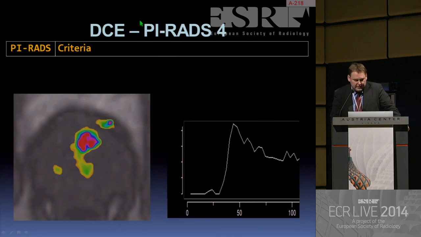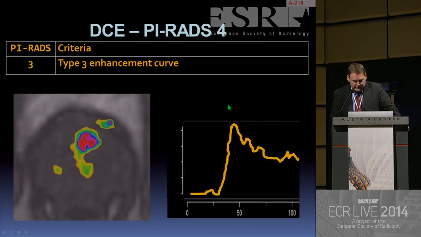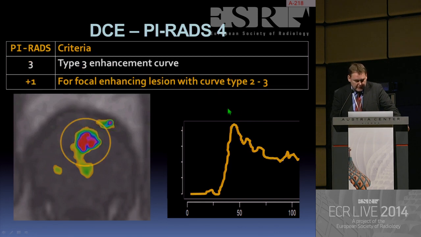Another example, it's PI-RADS 4. Why? Because it's curve number 3, but it's a focal enhancing lesion. I do not really see any other comparable lesion in the transitional zone. So in this case, an additional 1 point, it's PI-RADS 4.